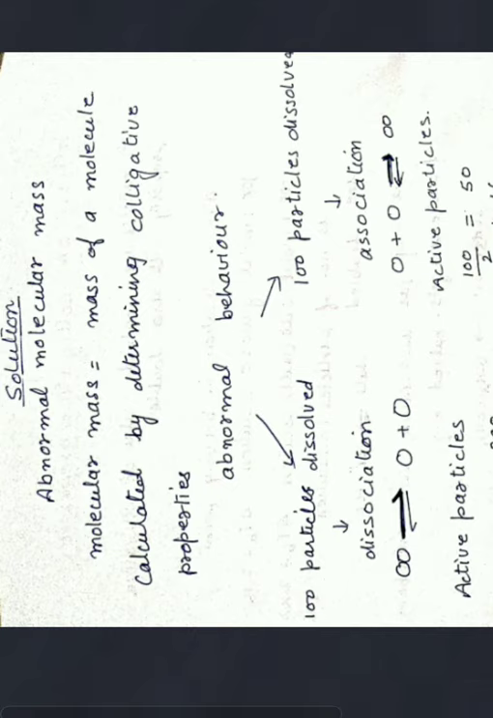Hello, class 12 students. Now, I hope yesterday you have solved certain numericals of colligative properties. Today, we are going to study one very important aspect of the chapter, that is abnormal molecular mass. So, first, let us try to understand the meaning of abnormal. Abnormal means which is not according to the expectation.